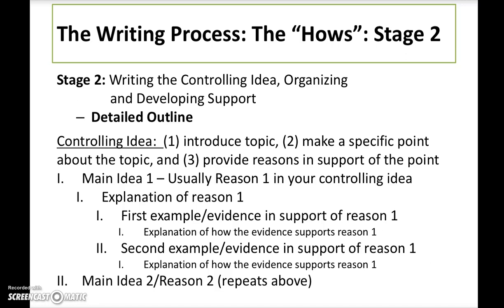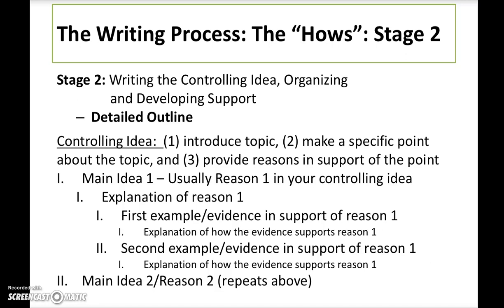Your thesis should do three things: introduce your topic, make a point about your topic, and provide reasons in support of your point. Your reason statement in your thesis will later turn into the main points you will address in your body paragraphs and become the Roman numerals in your outline. You may choose to begin your outline with your intro paragraph rather than jumping into the body. Either method is okay.